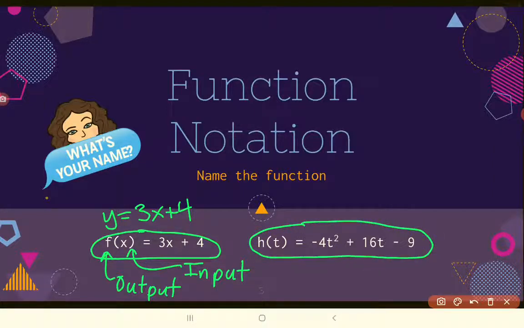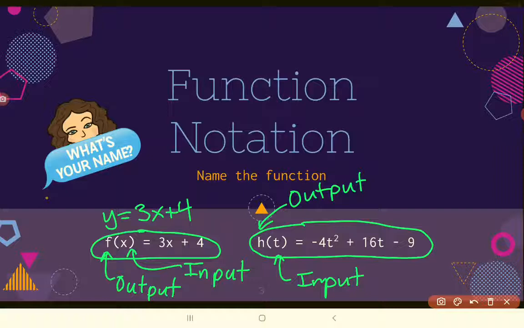Same thing on this second example. I decided to call this function h. A lot of the time, h stands for height. So whatever I get as my final answer, my output, is going to be a height. But the numbers that I plug in for t represent time.